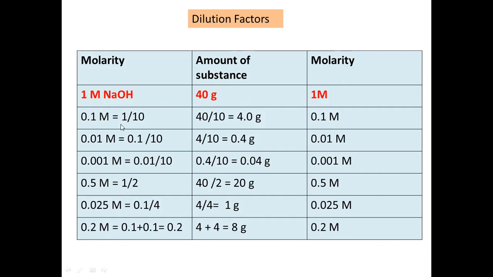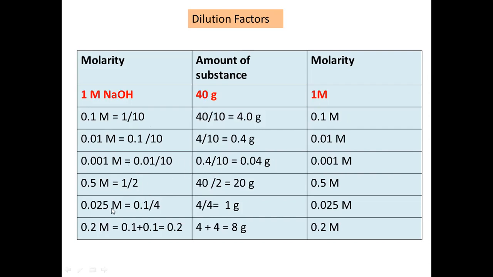But suppose that one has to prepare a 0.1 molar NaOH solution, then we have to do some calculations. For 0.1, 1 will be divided by 10, so the quantity 40 gram will also be divided by 10. So 4.0 gram will be dissolved in 1 liter of solvent to prepare the 0.1 molar NaOH solution. Similarly, for 0.01 molar, 0.1 divided by 10, again the quantity will be divided by 10. So 0.4 gram corresponds to 0.01 molar NaOH solution. So these are some dilution factors.